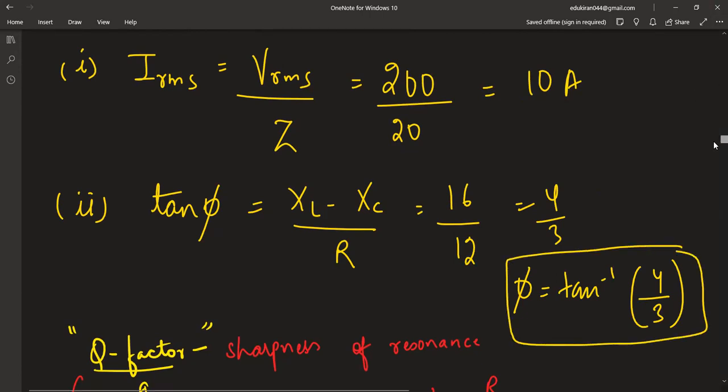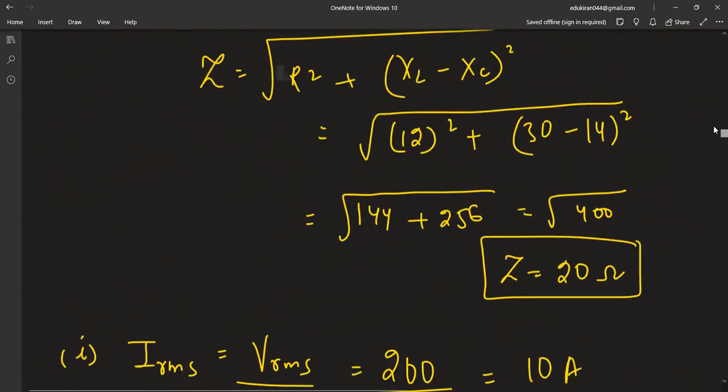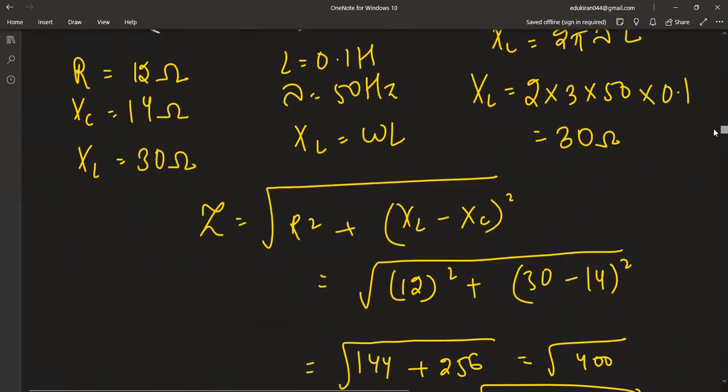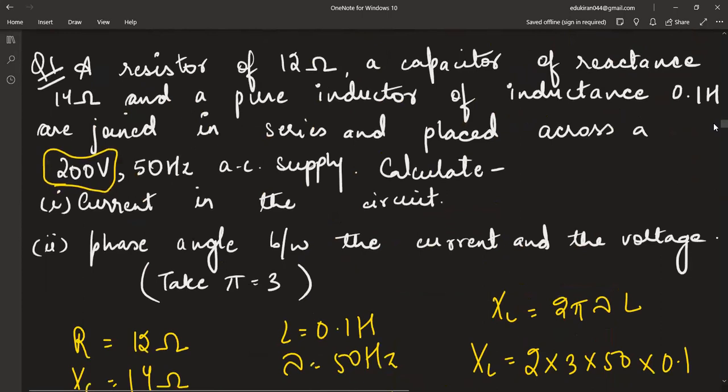Write it down. One part is there that is known as quality factor. I'll discuss this graphical thing. Have you all written the question? Or do I also have to display the question? Okay, okay. Write down the question.